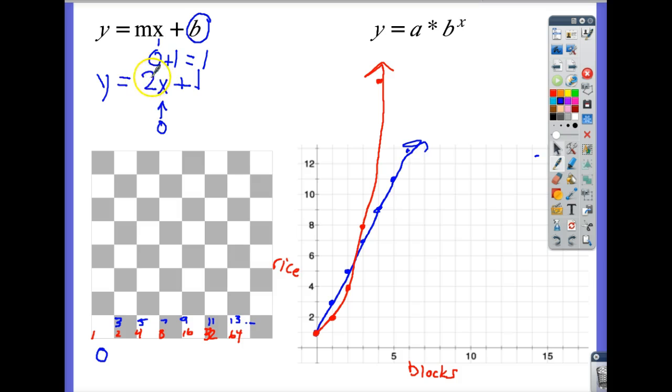2 times 2 is 4 plus 1. So each time you take a step on the block, x is going to go up. You're going to add another 2. That's how that equation works.